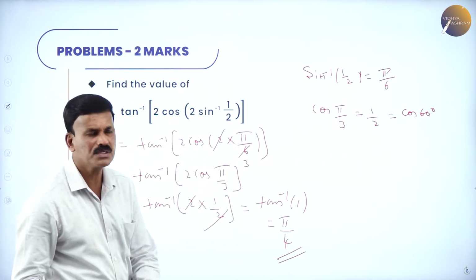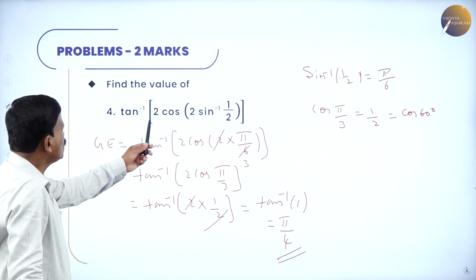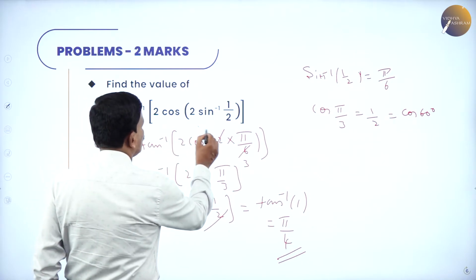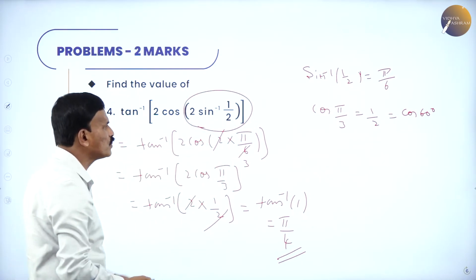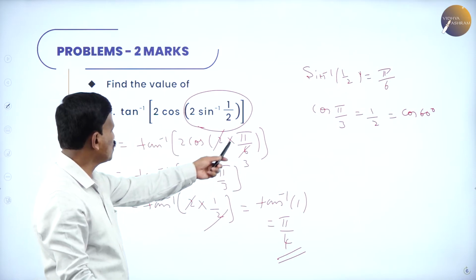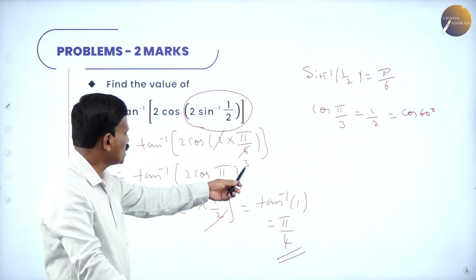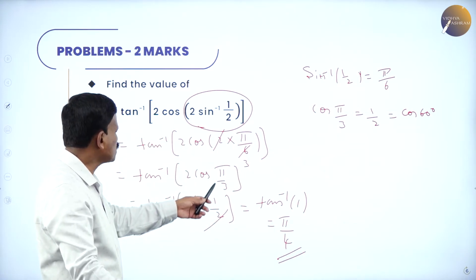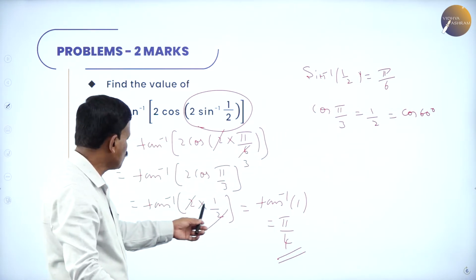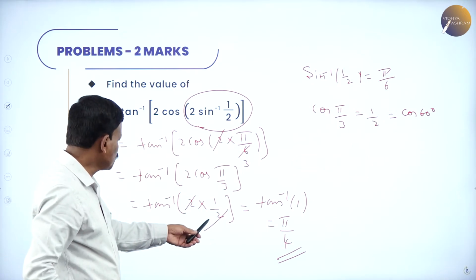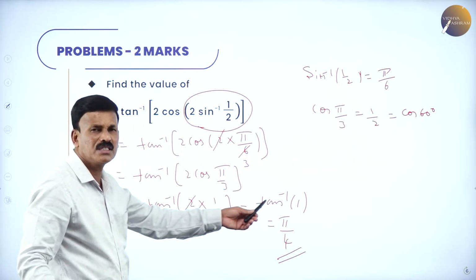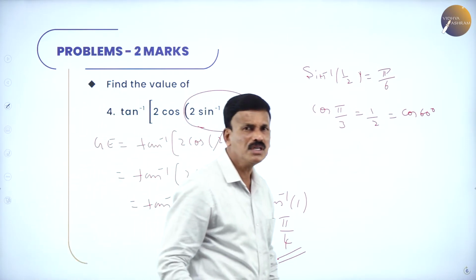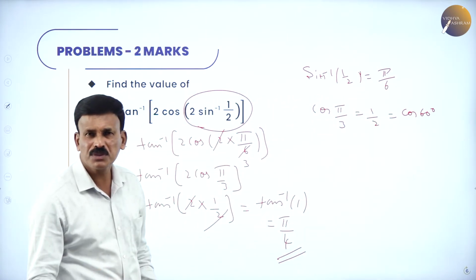Very simple problem. See here, tan inverse 2 cos 2 sine inverse 1 by 2. First, write down the value of this sine inverse of 1 by 2. Sine inverse of 1 by 2 is equal to pi by 6. The 2 and 3 get cancelled. You will get 2 times cos pi by 3. So, what is cos pi by 3? Cos pi by 3 is equal to 1 by 2. Cos 60 is 1 by 2. The 2 gets cancelled. Tan inverse of 1 is equal to 45 degrees, pi by 4 radians. Now, come to the next problem.